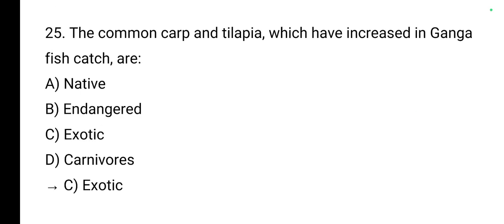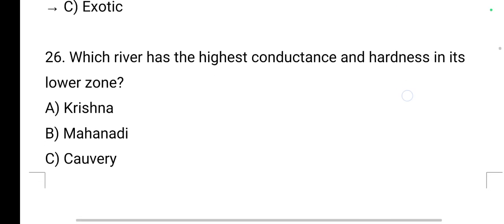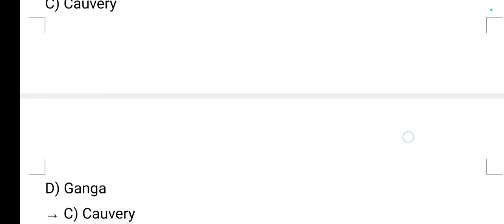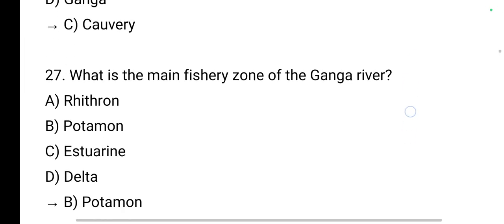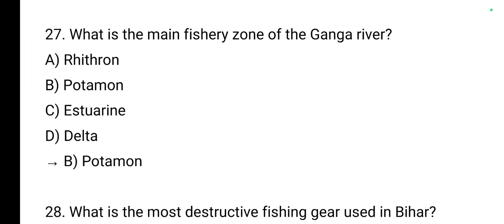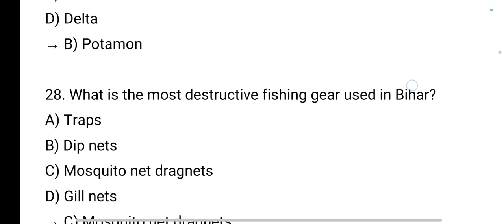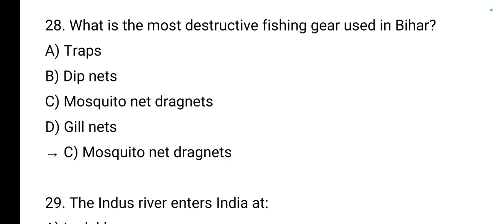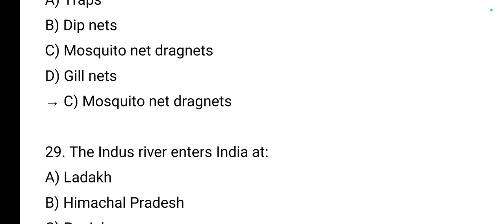The common carp and tilapia which have increased in Ganga fish catch are? So it is exotic. Which river has the highest conductance and hardness in its lower zone? So the answer is Kaveri. What is the main fishery zone of the Ganga river? So it is Potamon zone. What is the most destructive fishing gear used in Bihar? So it is mosquito net drag nets.